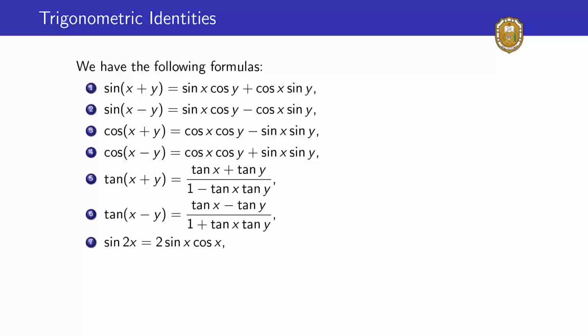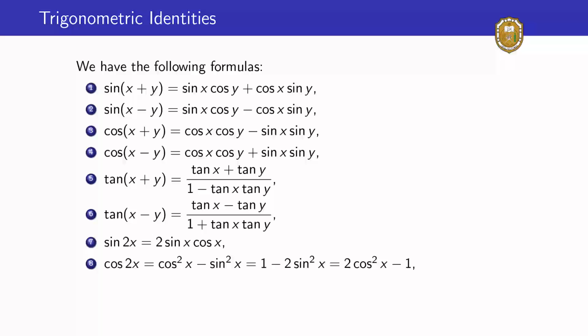Similarly, by setting x equal to y in formula number 3, we get the double angle formula for cosine, and this one says that cos 2x is equal to cos² x - sin² x. Just let x equal to y in formula number 3, then that will give you formula number 8, which is called the double angle formula for cosine. So cos 2x is equal to cos² x - sin² x.